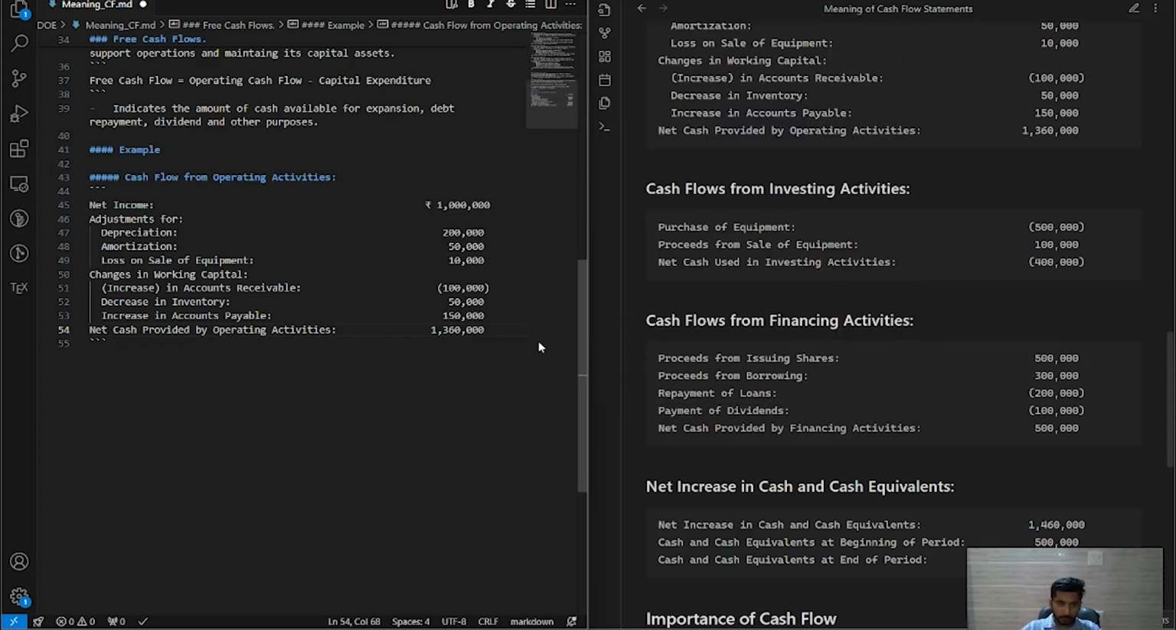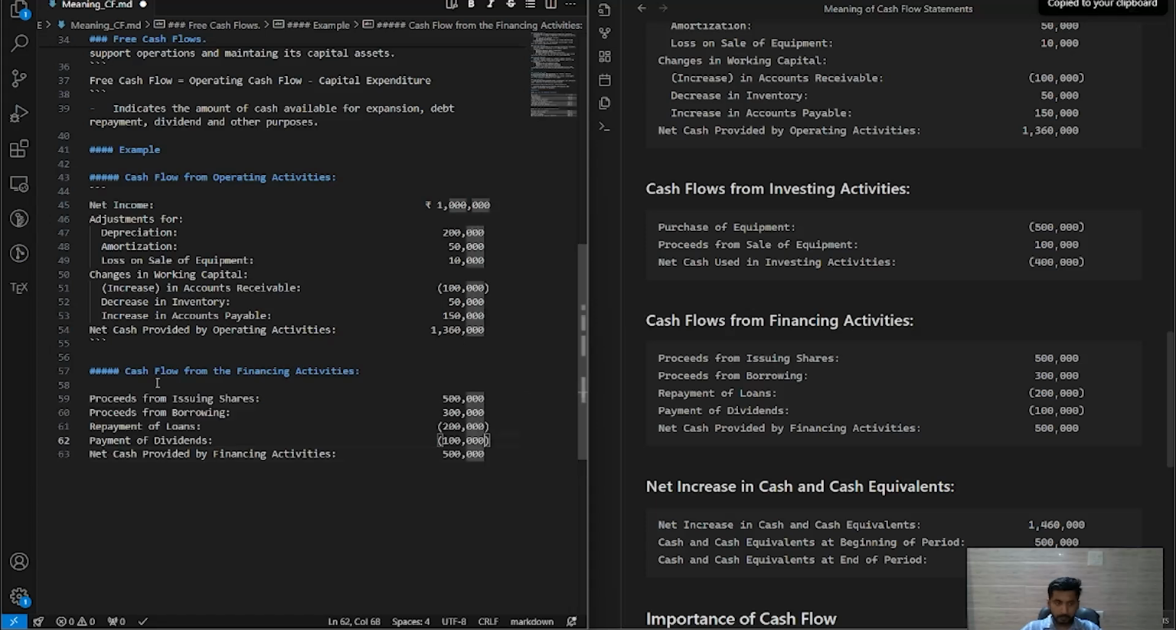Now, cash flow from the financing activities is as follows. Proceeds from the issue of shares is 5 lakhs. Proceeds from borrowings is rupees 3 lakhs. And after that, repayment of loans is 2 lakhs and payment of dividend is rupees 1 lakh. The resultant is rupees 5 lakhs.